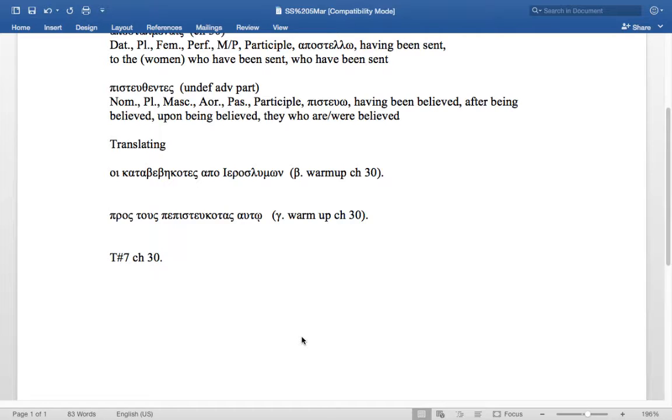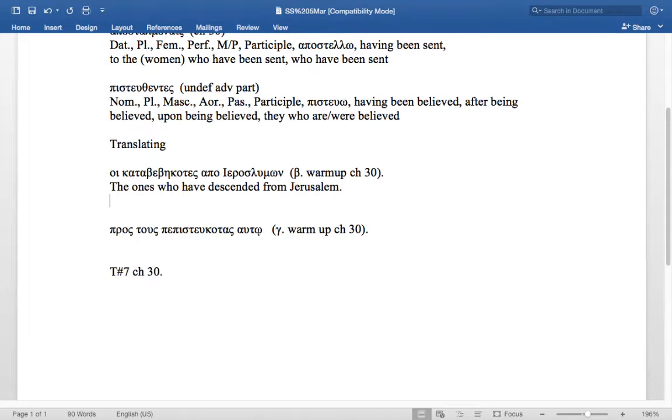Let's go for this. So it would be, I'm just going to say ones instead of men. There might be women in the group, who knows. The ones who have descended from Jerusalem. I think that's what his answer was. Well, the ones who have come down from Jerusalem. Okay. I put down they had come down from Jerusalem. So I translated it as they had come down. I didn't add ones who.